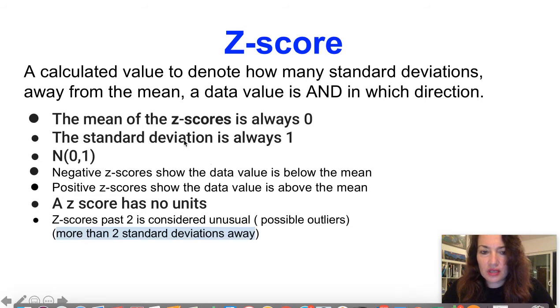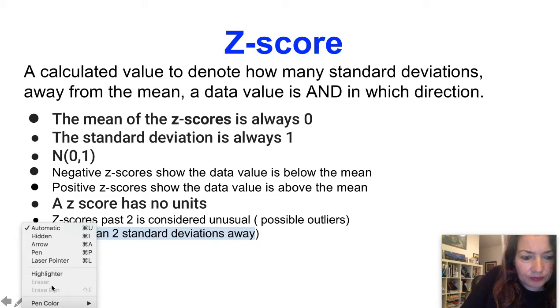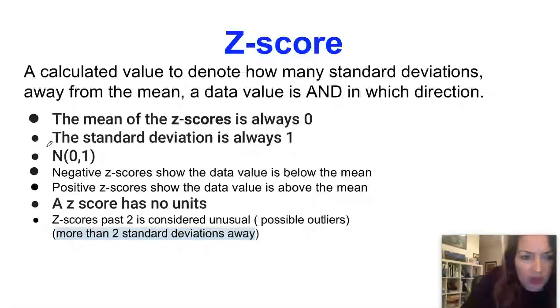So the first thing is a Z-score is always going to have a mean of 0 and the standard deviation is always 1. Now look at the normal model here. This normal model right here indicates that the mean is 0 and the standard deviation is 1. Now, negative z-scores are left of the mean. Positive z-scores are right of the mean.